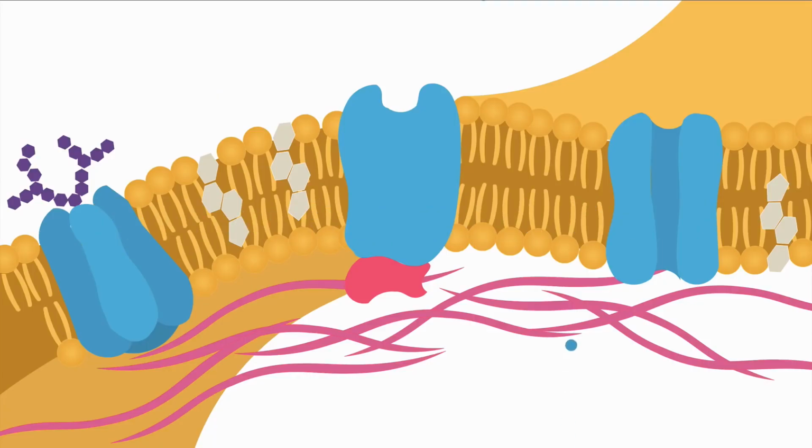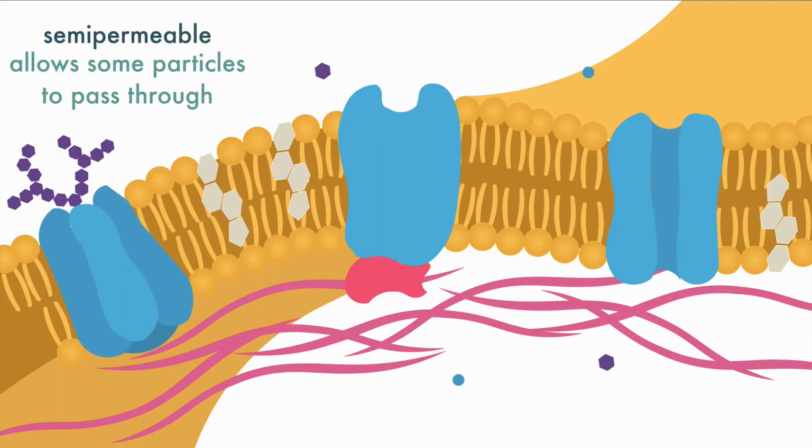Cells need a way to get materials in and out. The barrier that controls the passage of materials is the cell membrane. Some materials can pass through the cell membrane on their own, but others cannot. To describe this, scientists say the membrane is semi-permeable, which means that only some particles can pass through.